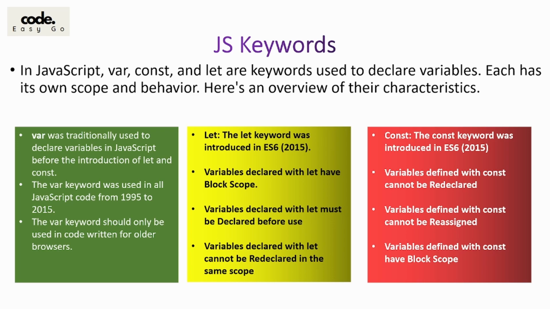Okay. What is var? Var was traditionally used to declare variables in JavaScript before the introduction of let and const. The var keyword was used in all JavaScript code from 1995 to 2015. The var keyword should only be used in code written for older browsers. In 2015, ES6 (ECMAScript 2015) introduced the let keyword. Variables declared with let have block scope, must be declared before use, and cannot be redeclared in the same scope.